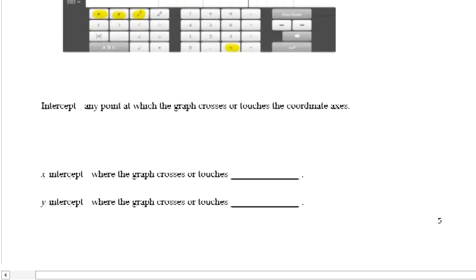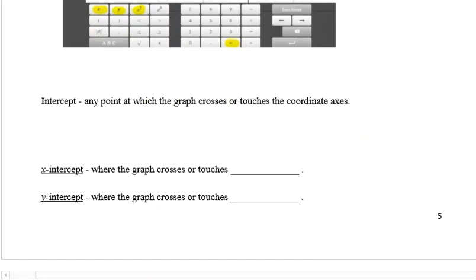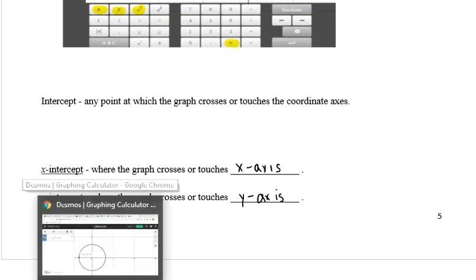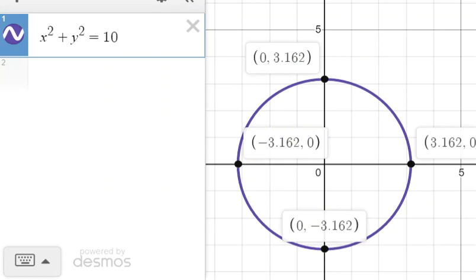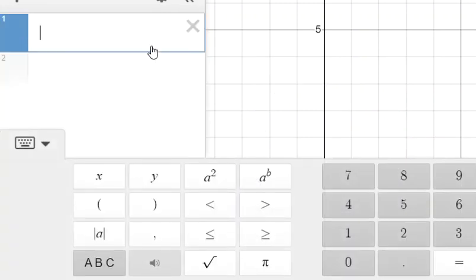So an intercept is any point at which the graph crosses or touches a coordinate axis. And so an x-intercept is where we cross or touch the x-axis. And a y-intercept is where we cross or touch the y-axis. What's cool, if we want to find them in Desmos, ready? Let's go back to Desmos for a second. I can literally just boop, boop, boop, boop, and boop on the last one. And it gives them to you. And that's true about any equation.